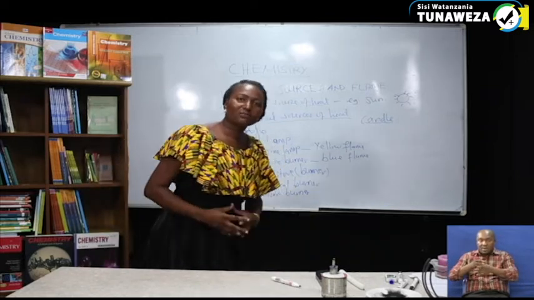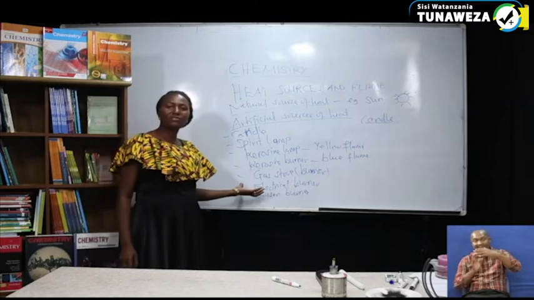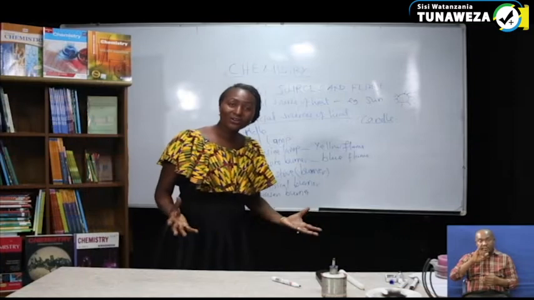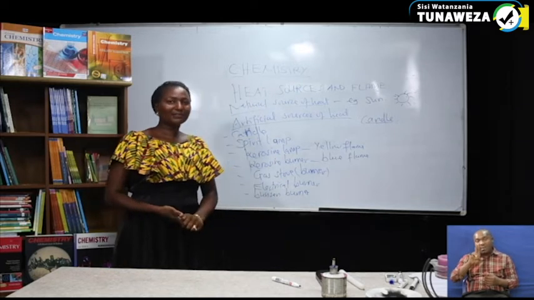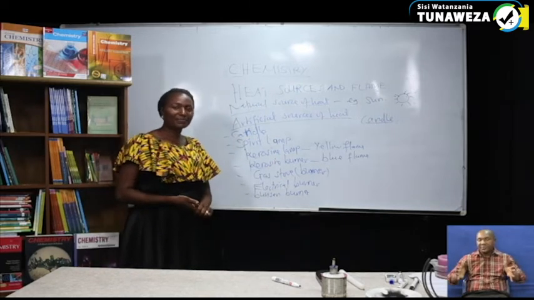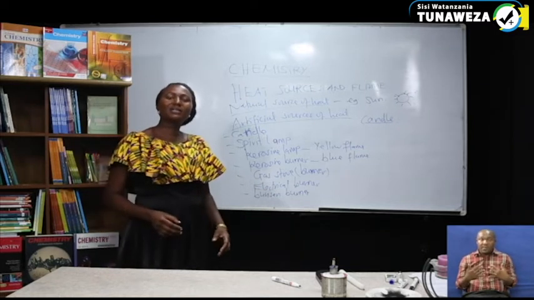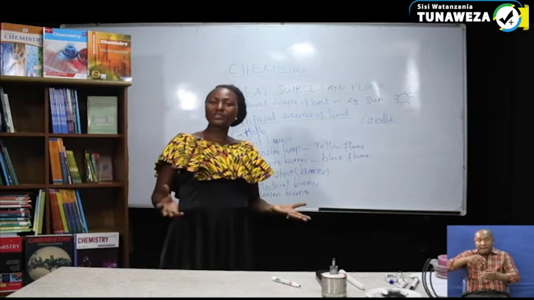And another source of heat is the electrical burner. The electrical burner uses electric energy to produce heat energy. It produces a very high amount of heat. Hence, it is used for cooking purposes. Do you understand? Okay. So therefore, the electrical burner can also be used in the chemistry laboratory for heating purposes.